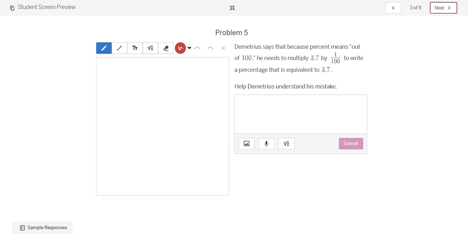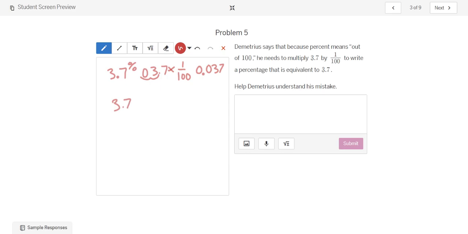Next, Demetrius says, because percent means out of 100, you need to multiply 3.7 by something to write it. No, what if you did 3.7%? Then that is definitely 3.7 times 1 over 100, or you'd move it two spots this way, which would be like 0.037.